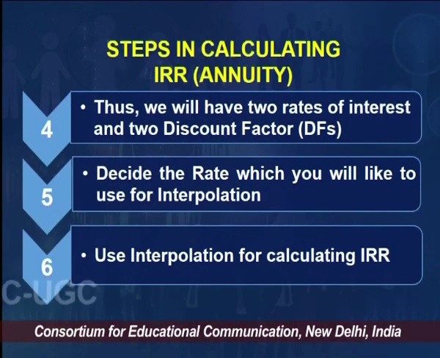After we have noted that down, there are three more steps. Once we have two discount factors and two discount rates, we have to decide which of the rates we would like to use for interpolation, because the last step is we need to interpolate. To interpolate, we have to have two values of R, one for the higher discount factor and the second for the lower discount factor.